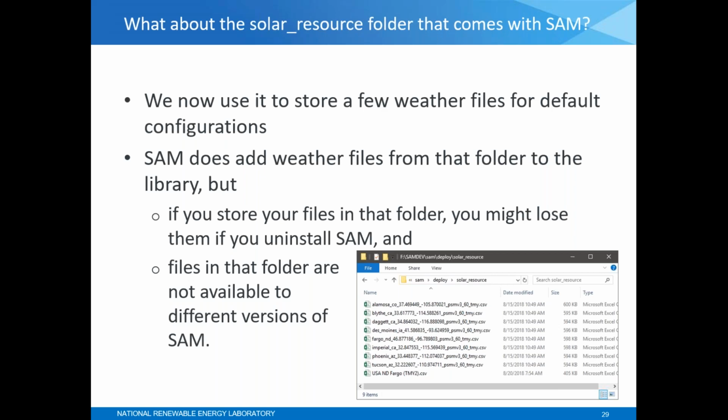And then we still have this folder. The purpose of the folder now is just to store a handful of weather files for the default configuration. So when you create a new file in SAM, for example, a residential PV system is always this 4 kilowatt system in Phoenix, Arizona. So we've got a Phoenix weather file in the Solar Resource folder for that purpose, just for those defaults. So it's just a small folder now, and it reduces the size of your SAM installation significantly.